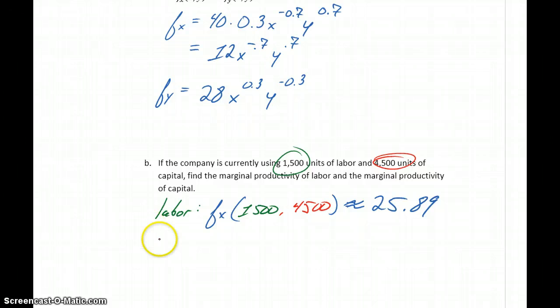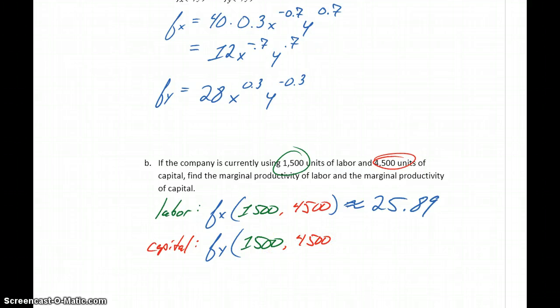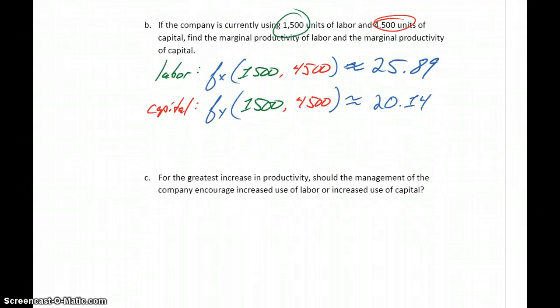And to get our marginal productivity of capital, we'll look at our Cobb-Douglas function differentiated with respect to y, and still evaluated at those same two values, 1,500 and 4,500, which should give us approximately 20.14. So our marginal productivity of labor is 25.89, marginal productivity of capital is 20.14.